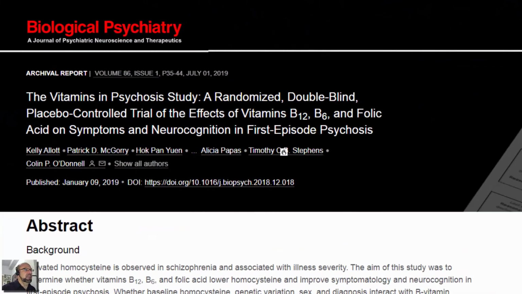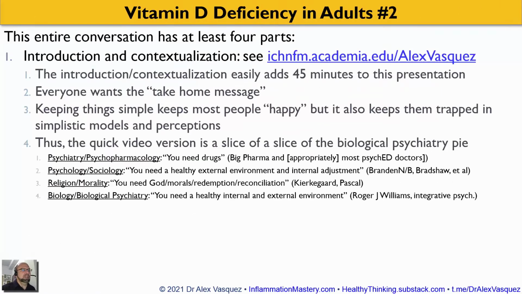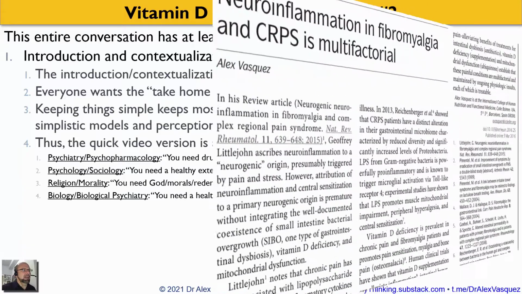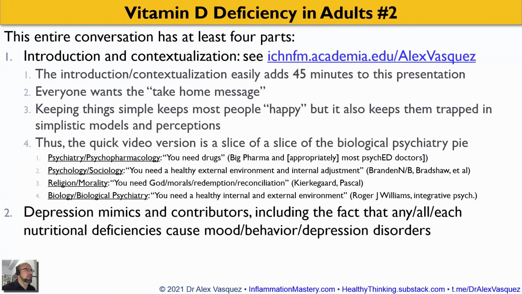And the camp that I'm representing in this conversation is the biology or biological psychiatry camp, which might be summarized by saying you need a healthy internal environment, meaning your biochemistry, your nutrition, your microbiome, your hormones, and an external environment that supports health. So again, we're looking today at depression from the perspective of biological psychiatry and only a very small slice of that. That, of course, leaves out many other conversations we could have on this topic, but I'll let you access my perspective on some of those conversations in the document that you can download from the internet.